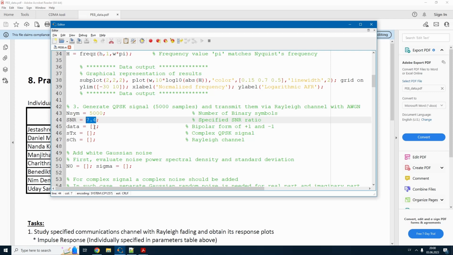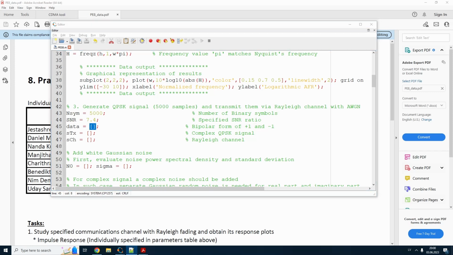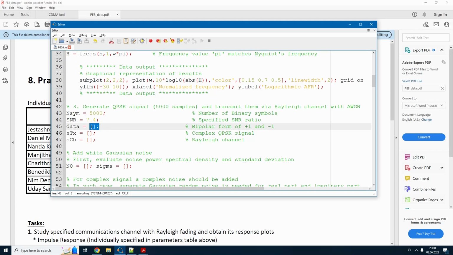So I have, for example, this number, then we need to generate some data. Data is generated by random integer generators. This randi function generates numbers from 1 to 2, we subtract 1, this becomes 0 to 1, and we convert 0 and 1 into plus minus 1s, into NRZ bipolar form of pulses. Well, the same thing as we did previously. So this would then, yes, require us to convert this into a QPSK signal.